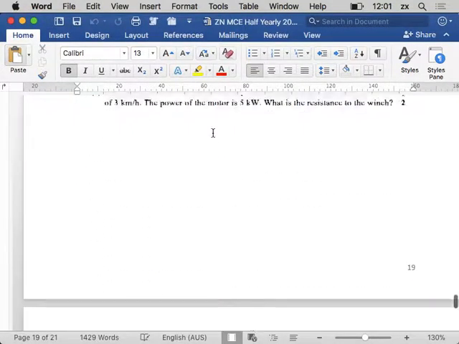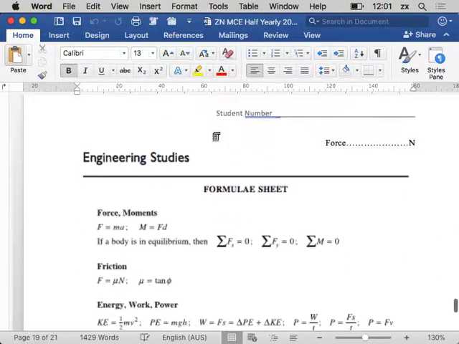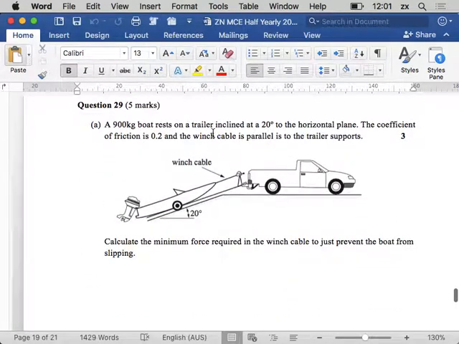I'll just check that the question doesn't actually go on. It did in the HSC, but I wrote a separate one just to make it easier. 3 marks. So what do we have to do for those 3 marks? Let's have a look.